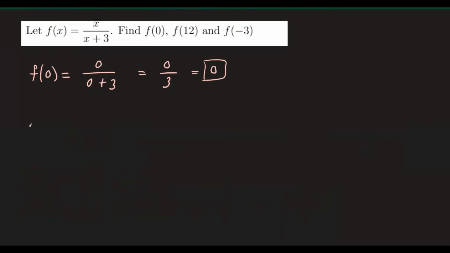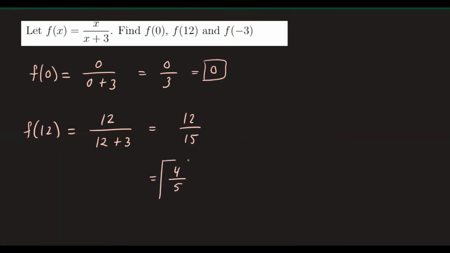Now let's plug in 12. f of 12 is going to be 12/(12 plus 3), which will come out to be 12 over 15 on the bottom. And then of course we can simplify this. I can simplify by a factor of 3. So on top we have a 4, because 4 times 3 is 12. And on the bottom we have 5, because 5 times 3 is 15, and the 3 cancels out. So this simplifies to 4/5.